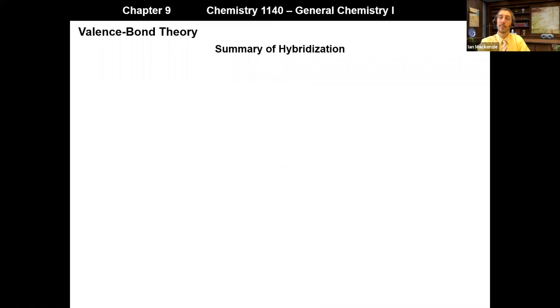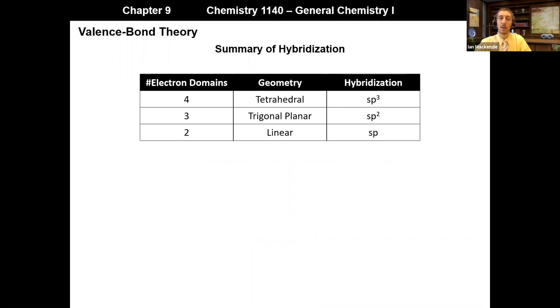So we can summarize hybridization a little bit, and hopefully this is helpful for understanding how atoms actually bond in much more detail than a simple Lewis structure. For hybridization, it really all depends on the number of electron domains that we have. If we have four electron domains, we take a simple tetrahedral geometry, and the hybridization is sp3. Four electron domains, I need four equal orbitals, so I have sp3 hybridization.